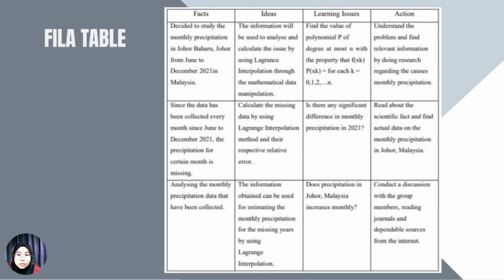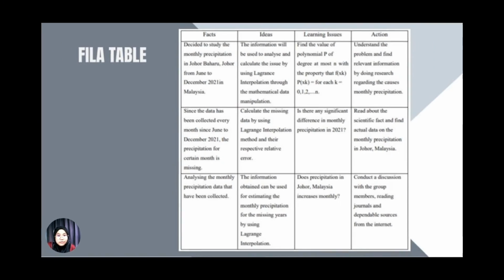We find the value by using the polynomial of degree at most n with the property given in the table. As for the action, we understand the problem and find the relevant information by doing research regarding the causes of monthly precipitation. Regarding the other information in the FILA table, it is all from my part.